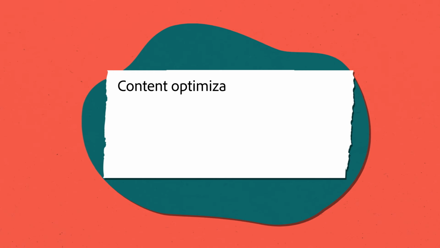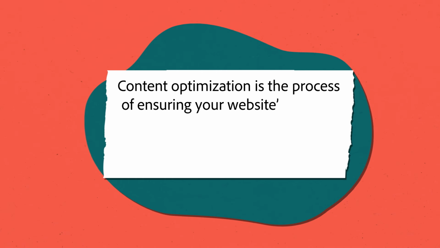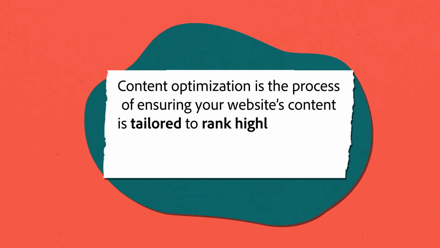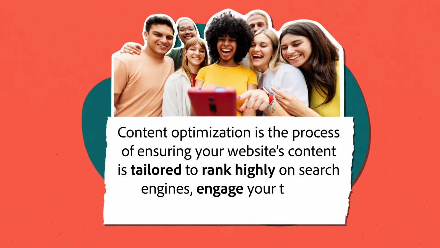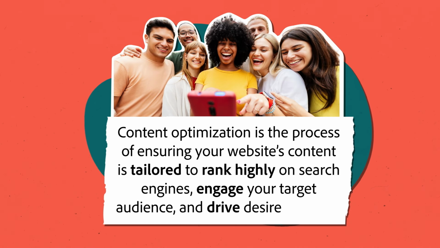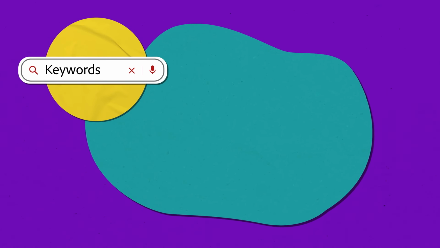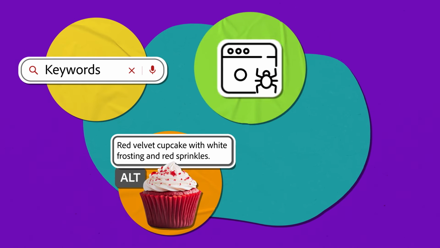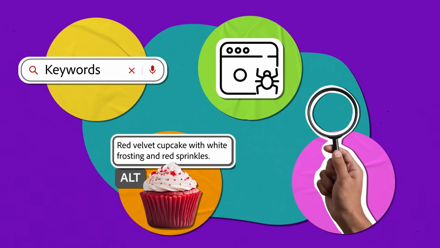Content optimization is the process of ensuring your website's content is tailored to rank highly on search engines, engage your target audience, and drive desired actions like clicks, signups, or purchases. To make this happen, we rely on tools and techniques that align with how search engines and social media platforms operate. These include keywords, SEO best practices, alt tags, web crawlers, and search engine algorithms.